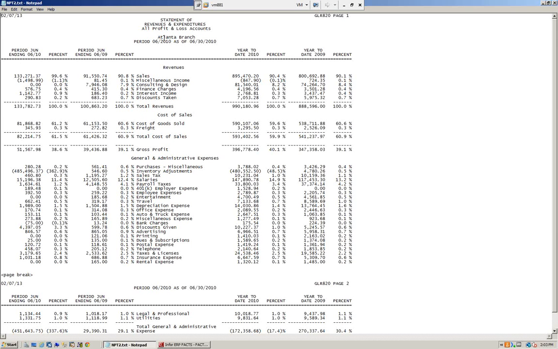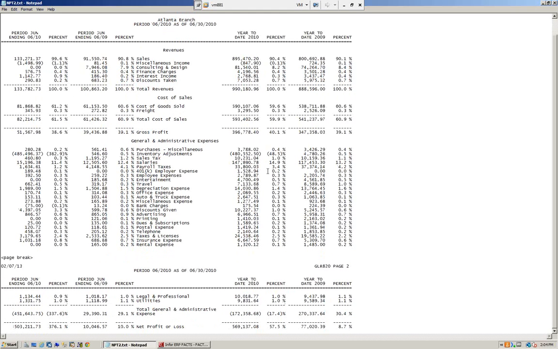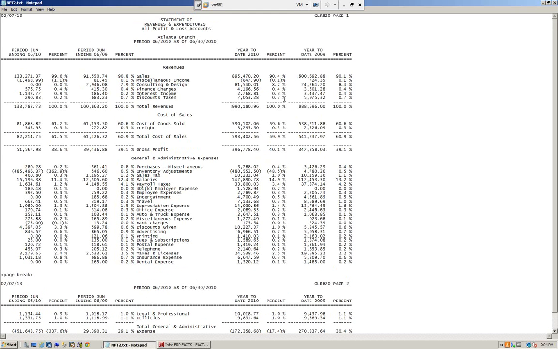We have our group. So we're running this for the Atlanta branch because we have multiple branches set up for this demo. And then our columns. Remember, we asked for the year-to-date with the percentage. So we're looking here at the current period, June of 2010, with a percentage based on the revenue, and we're comparing that to June of 2009. Then we're looking at the year-to-date 2010 and comparing that to the year-to-date of 2009. And again, we have this report, which is a standard profit and loss account. So now let's see how that came about.